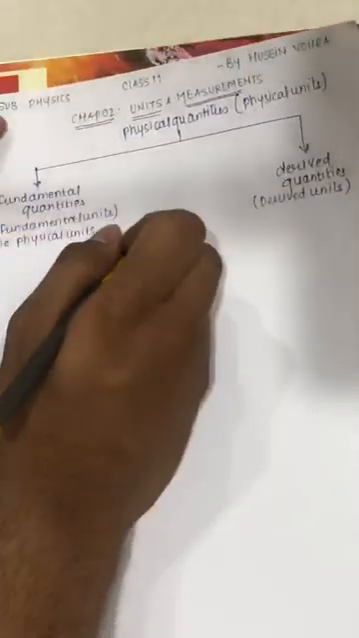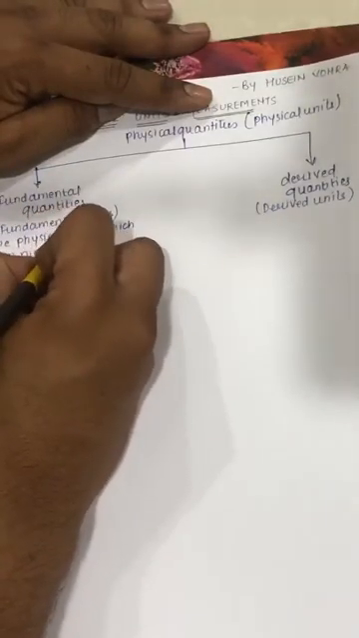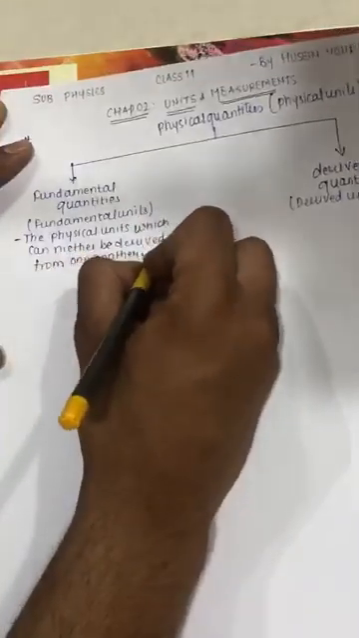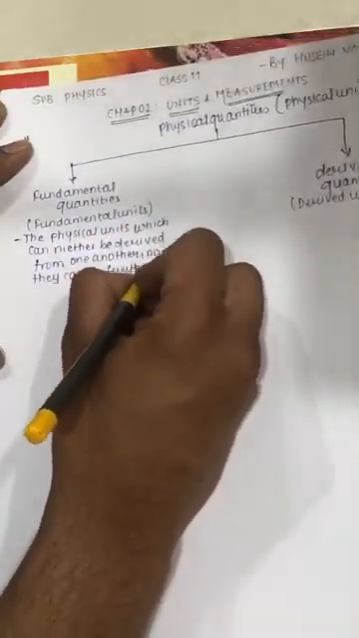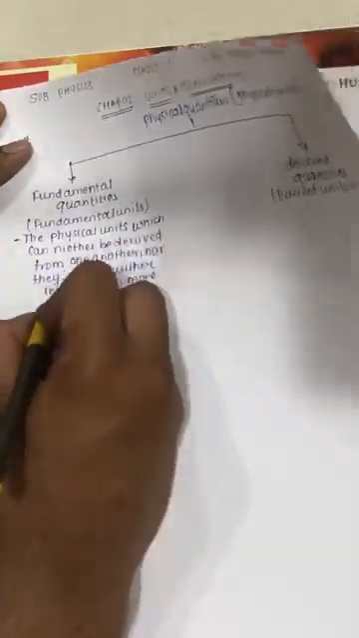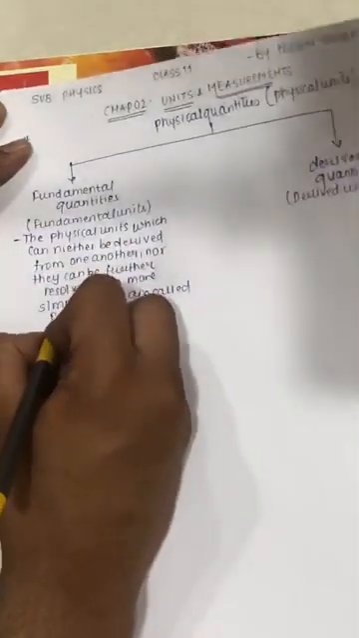The fundamental units are the physical units which can neither be derived from one another, nor can they be further resolved into simpler components, into simpler units. They are called fundamental units.